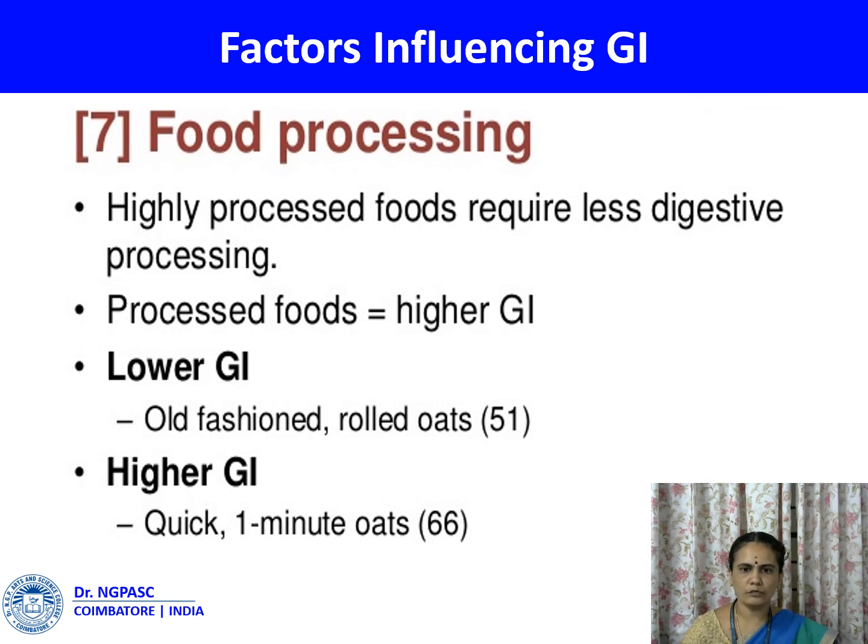The seventh factor is food processing. Highly processed foods require less digestive processing, but processed foods have a higher glycemic index. Patients at risk of heart disease and diabetes should avoid processed foods.